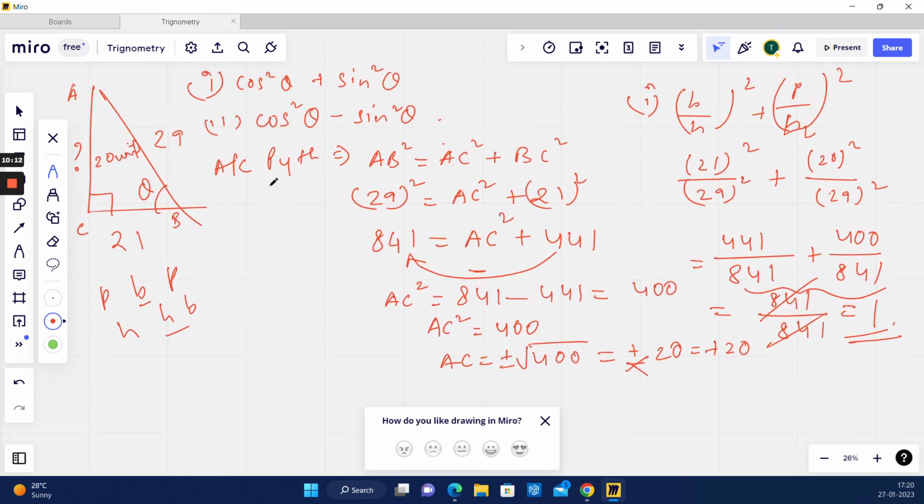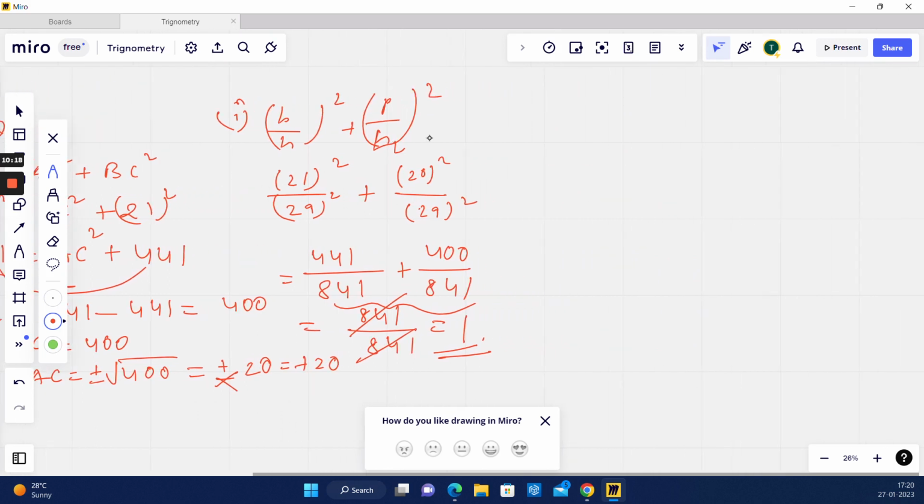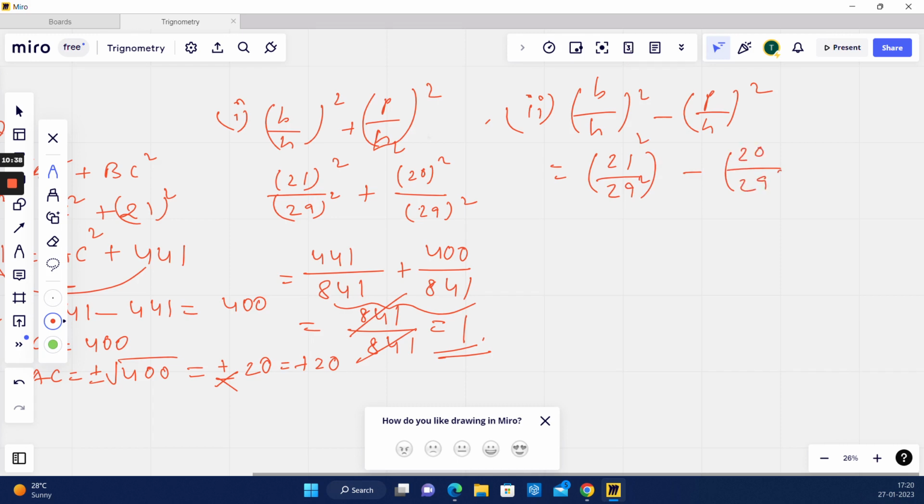Moving on to the second part, they have asked us cos square theta minus sin square theta. So things will remain same. Cos square theta minus sin square theta, that is (b by h) whole square minus (b by h) whole square. Correct? That means (21 by 29) whole square minus (20 by 29) whole square. This will be 441. Same thing, we're just changing the sign. Minus 400 by 841. If we take the LCM, 841, this will be 441 minus 400.